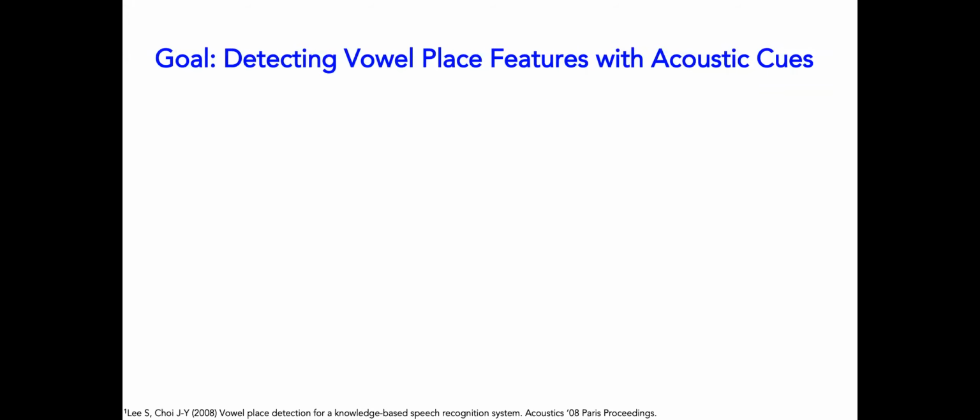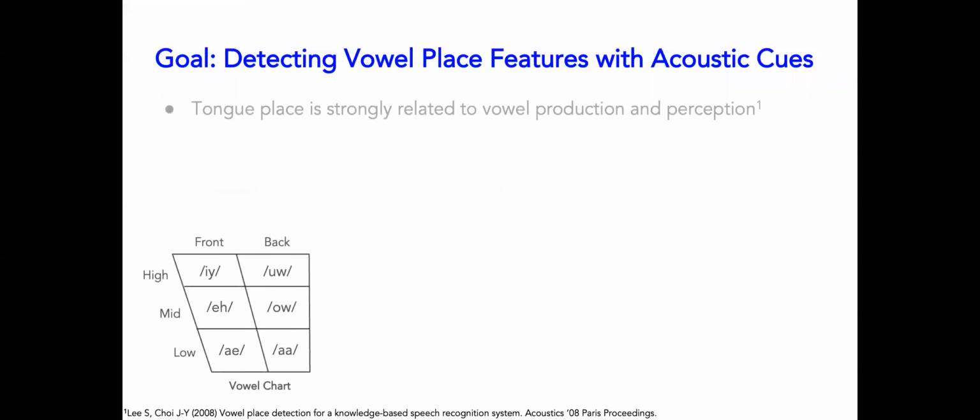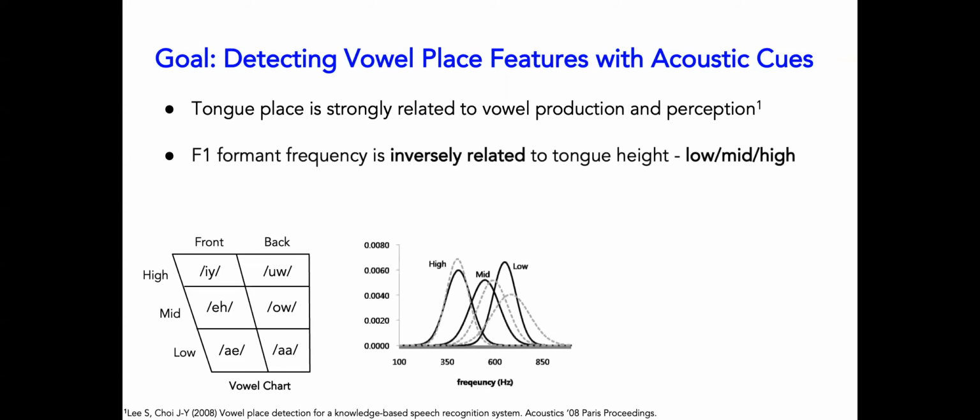My project focuses on modeling how humans classify vowel sounds by detecting vowel place linguistic features based on acoustic cues. Linguists identify the relationship between tongue placement in the mouth and the production of different vowels. More recently, a strong correlation was discovered between tongue place and formant frequency measurements of a vowel. The first formant is inversely related to tongue height.